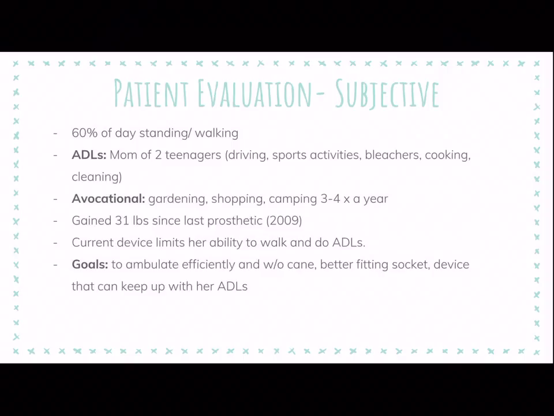So her goals, as she expressed, were to ambulate efficiently and without a cane, because currently she has to use that as an extra stability measure. A better fitting socket that's comfortable, that doesn't press in uncomfortable areas, and a device that can keep up with her ADLs, as she currently feels like she cannot keep up with all of her activities, and she has to slow down because of the malfunctioning of all the components and the ill-fitting socket.